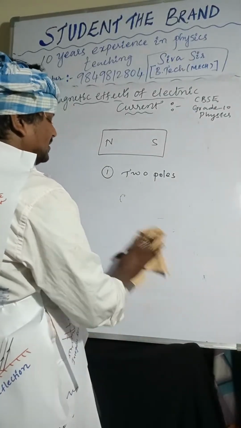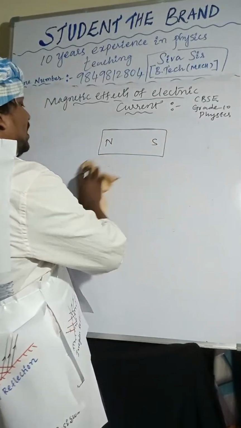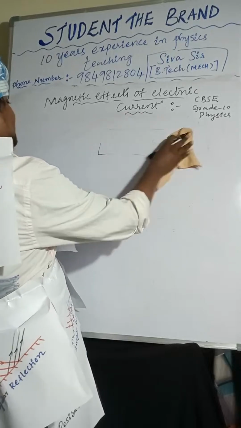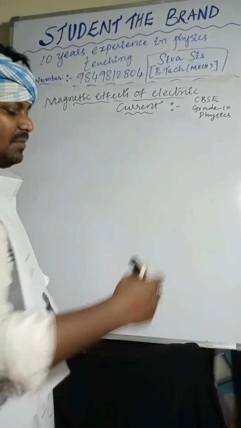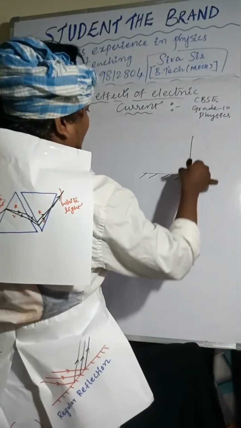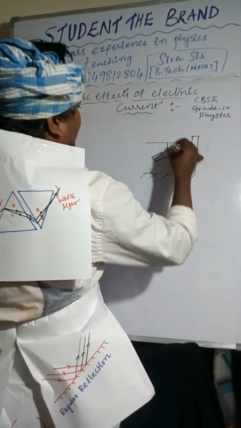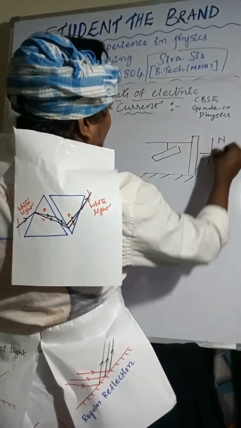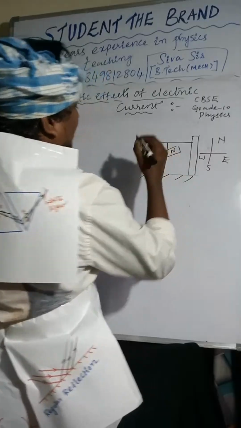If you suspend the magnet, it always shows the north and south direction. So if you take the magnet and hang it on a stand, suspending it, it always shows the north and south direction. This is north, south, east and west. Okay, it always shows the north and south direction.